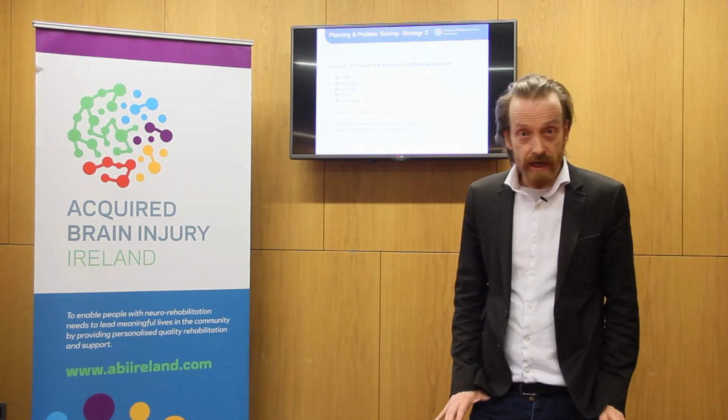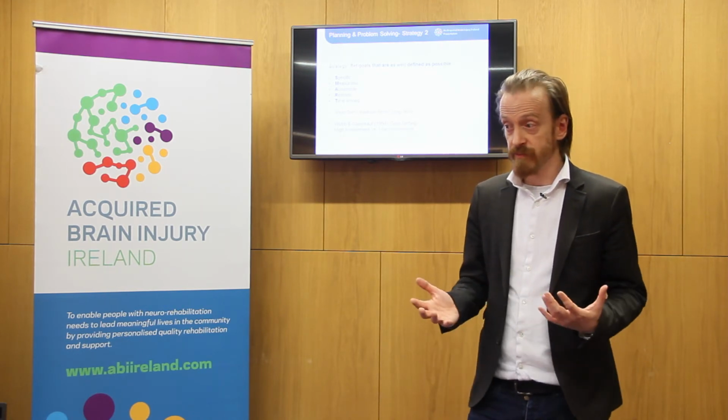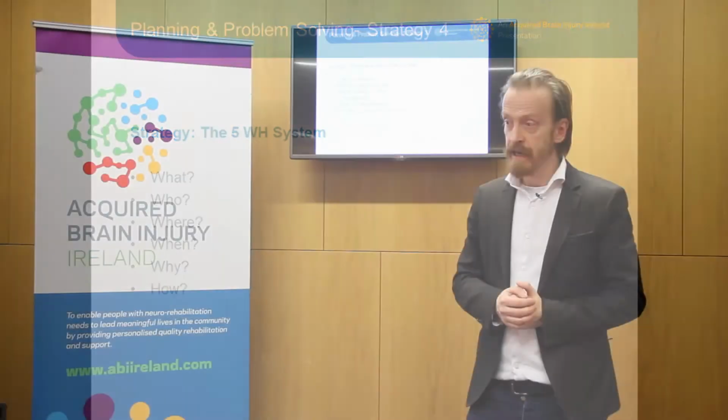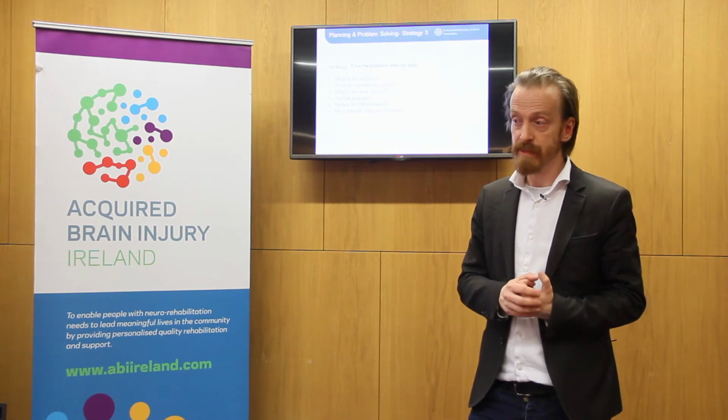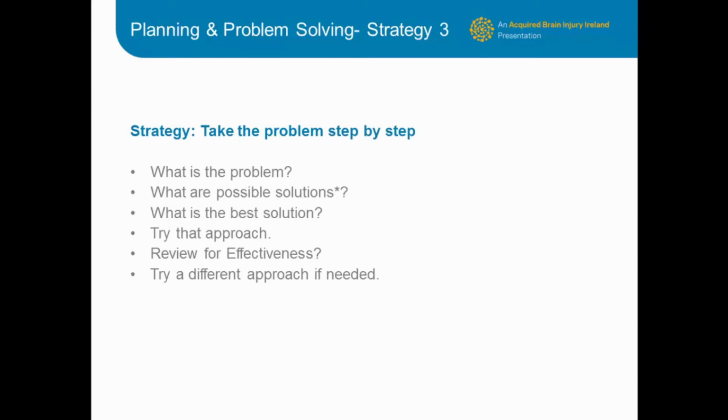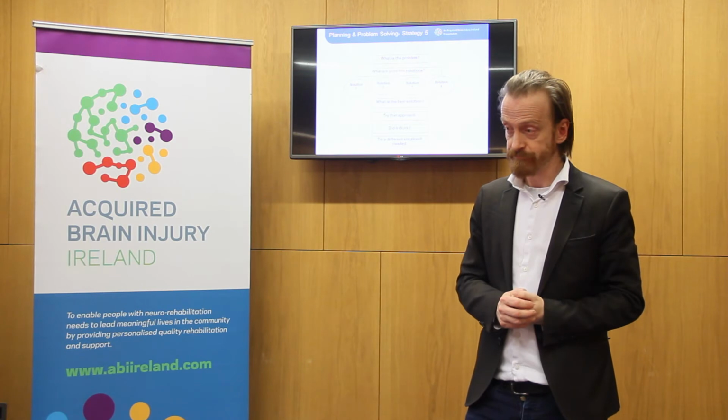Then there are other strategies we give to clients as well. There's the 5WH system: who, what, where, when, why and how. Simply have those on a page. Clients can try and fill in the bits and pieces that could help clarify thinking and move things on. And then really it's again about trying to take the problem step by step. You're identifying what's the problem, what are the possible solutions, what's the best solution out of the ones you come up with, trying that approach and seeing is it effective, and then trying a different approach if needed.